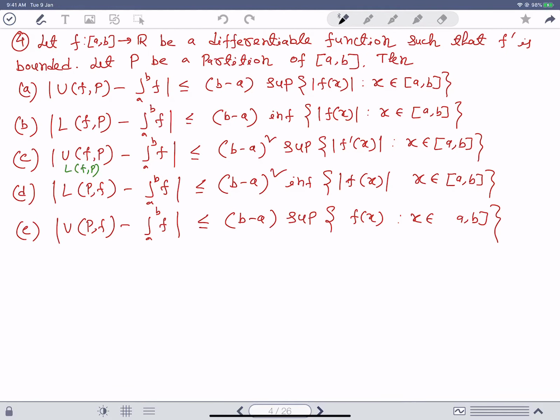Now, this is the next one. It says f is a differentiable function and f dash is bounded, and P is just a partition of [a, b], and then you have these options. Here I have included option E as well, because I feel that this option is also an interesting one. Okay. Now, can you have a quick answer for this?